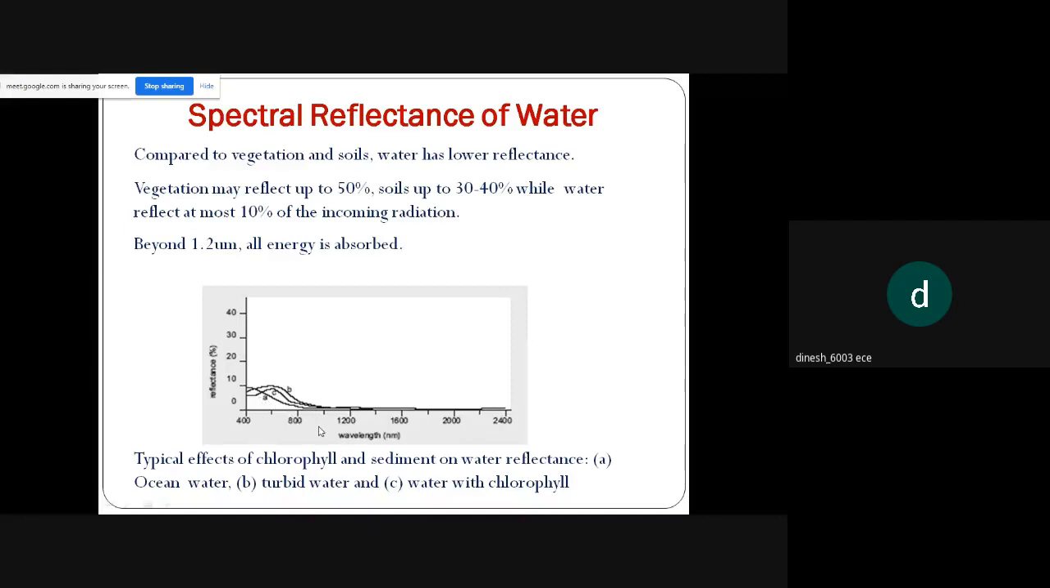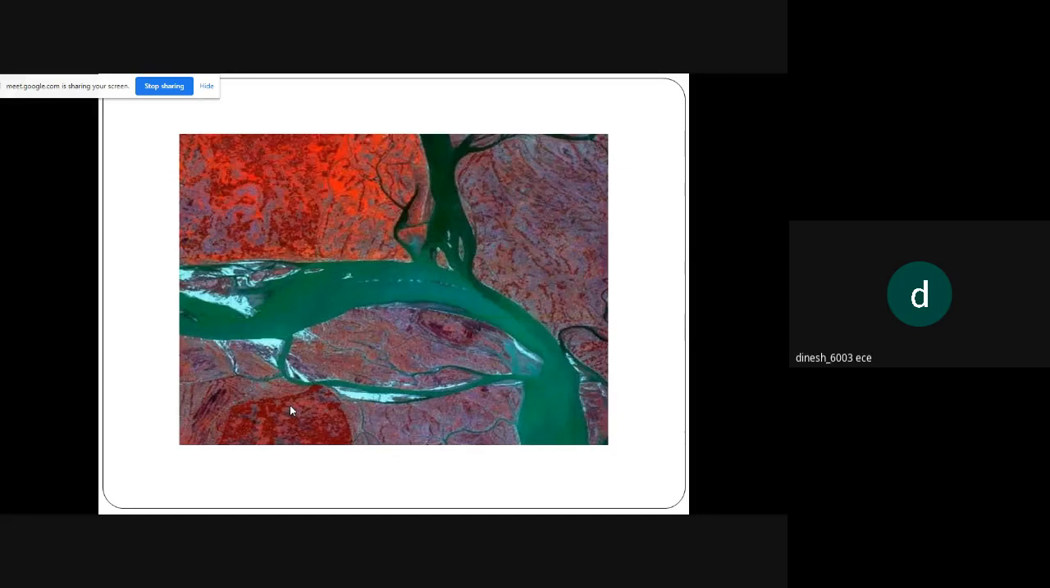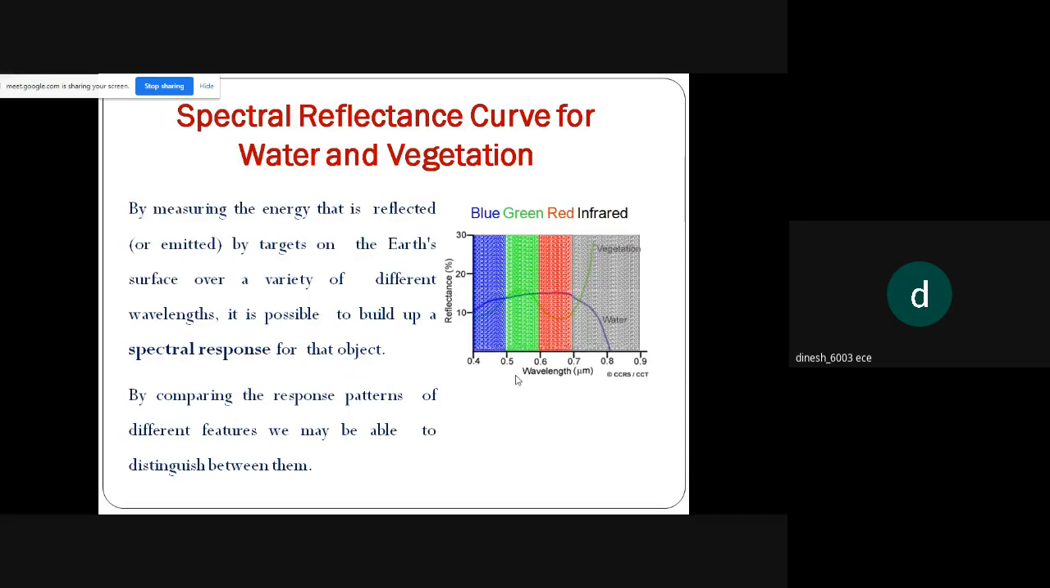A is your ocean water. In water also we can classify whether it is turbid water or water with chlorophyll, meaning greenish structures in water, or fresh water. So A will give this reflectance curve, B is this, C is this. We can easily find out what type of water it is in remote sensing. You can see a diagram. These are the rocky parts. You can see red, reddish brown and orange; all are rocky parts. You can see the greenish flow of water, which represents fresh water. Vegetation, water.